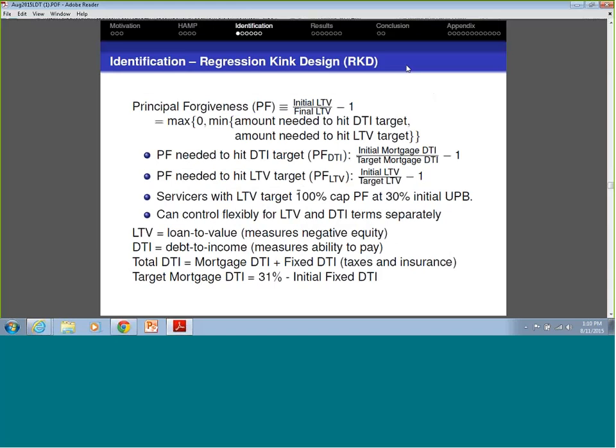So we're using a regression discontinuity design. I am going to present the formula, and then I'm going to present a picture that is going to help. We calculate the actual principal forgiveness amount using a min function, which I described in words: it uses the minimum amount necessary to reach the DTI target and the LTV target. And we control separately for the principal forgiveness amount implied by the DTI target and the principal forgiveness amount implied by the LTV target.